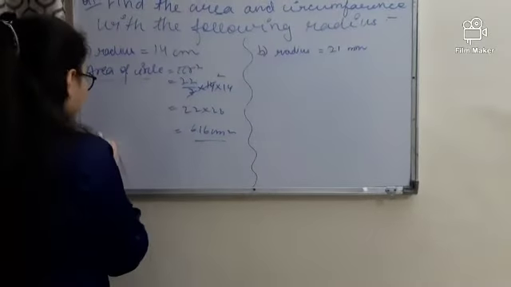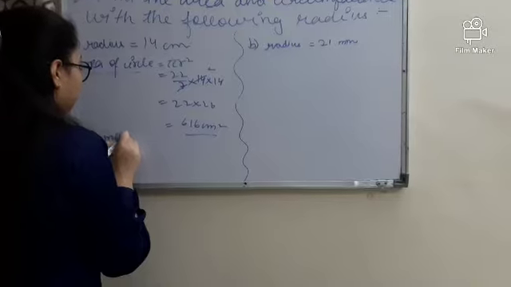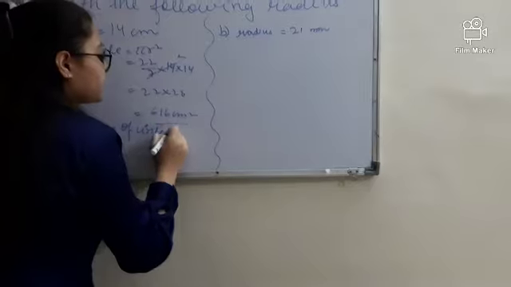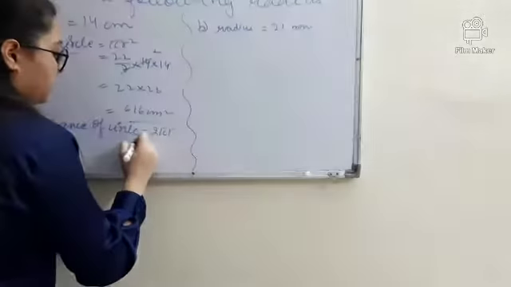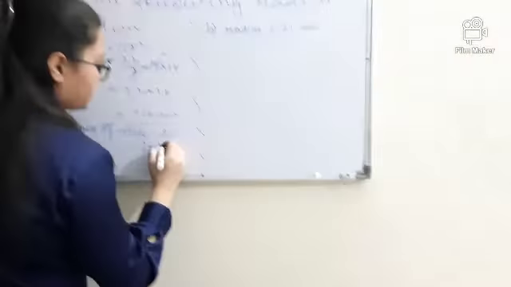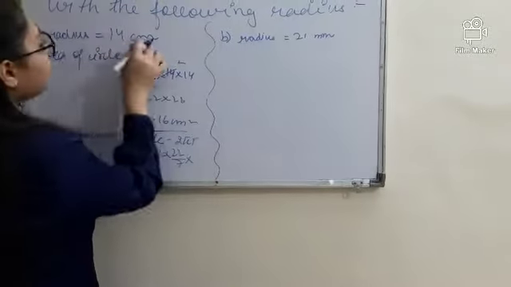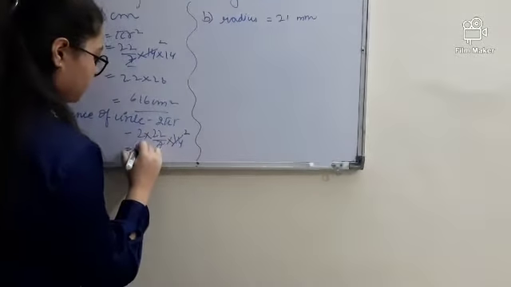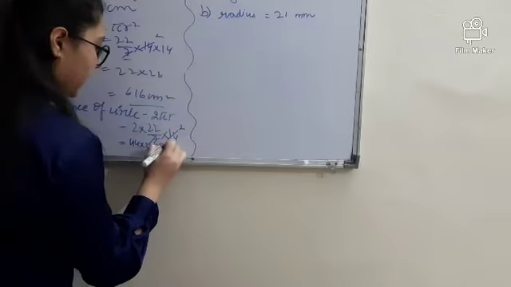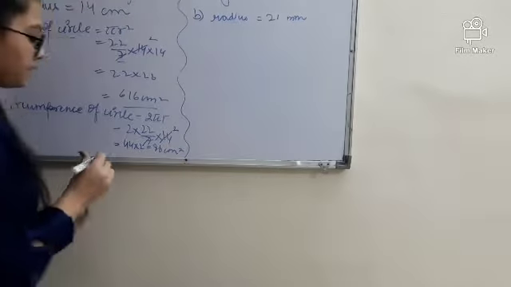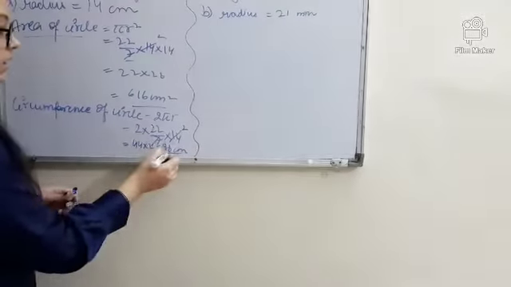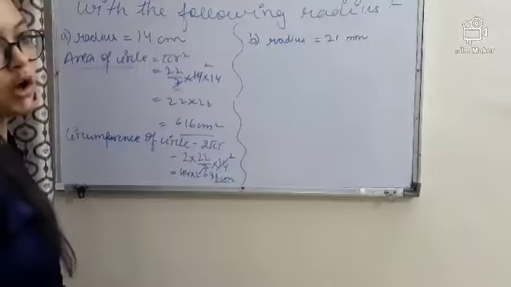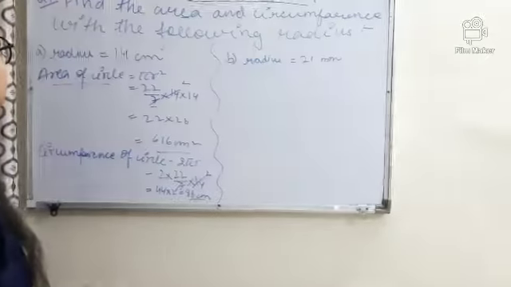Now come to the circumference of circle. What is the circumference of circle? 2 pi r. The value of pi is 22/7. What is the radius? 14. So 88 centimeter is the circumference of the circle and 616 centimeter square is the area of the circle. Now let's do our second part.